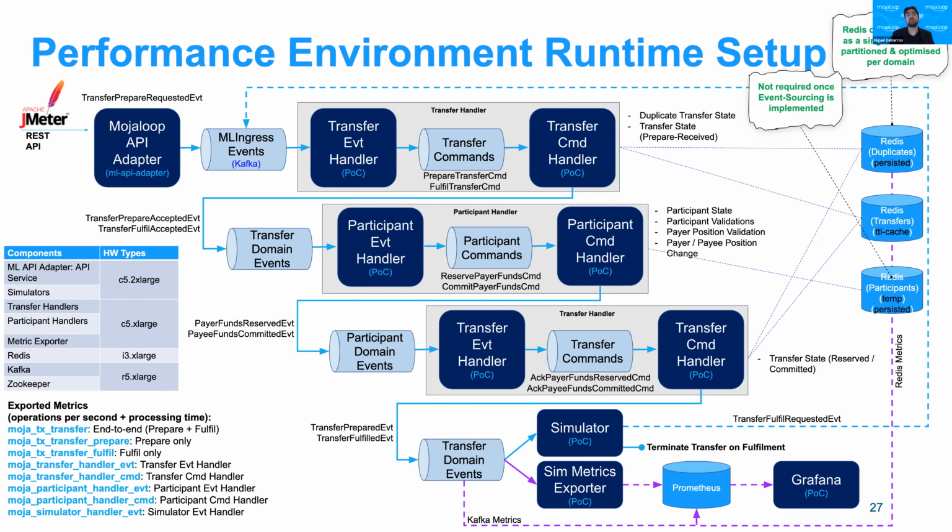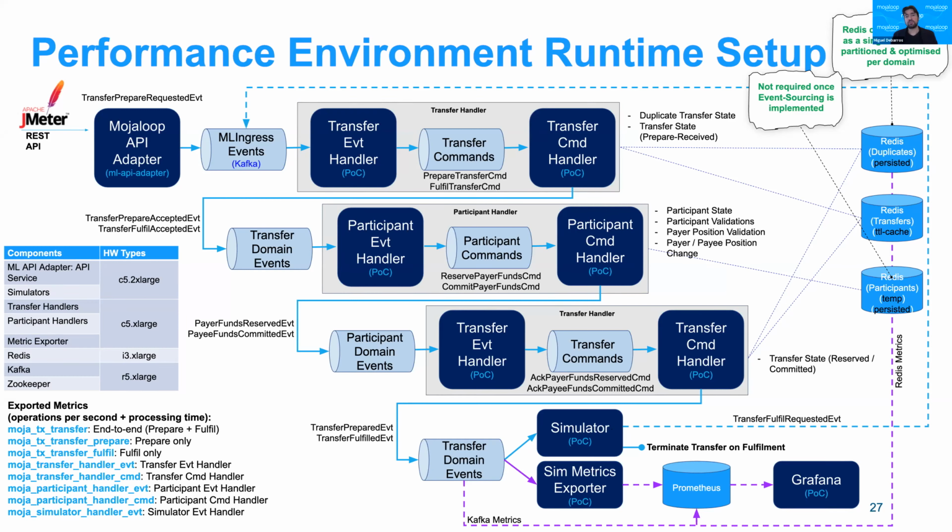Down below, you can see the simulator itself, which is receiving the final domain events, in other words, whether a transfer was prepared or was fulfilled, depending on the action itself. It either regenerates a new fulfill request if it was a transfer prepared, which will then be produced back into the ingress events topic, which is the same thing that you would expect from the notification handler calling the ML API. And then on top of that, it would also terminate the transfer if a transfer fulfilled event would occur.